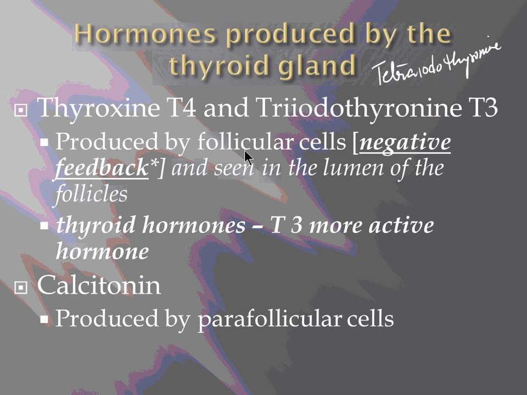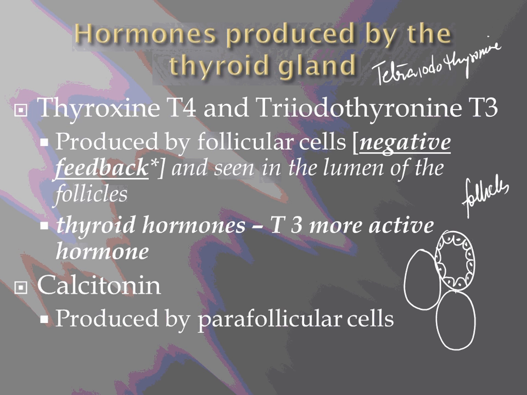These are produced by the follicular cells of the thyroid gland, and we'll see a picture soon. If you look at a histological picture of the thyroid gland, it has these round structures known as follicles. These follicles are lined by cells known as follicular cells. And it is these follicular cells which produce T3 and T4.